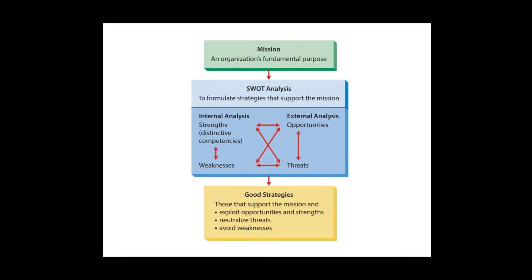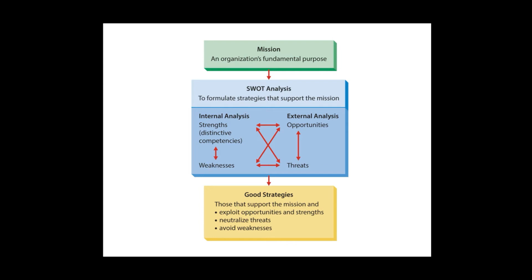And when you look at this little diagram I've got on the screen for you, what we're talking about is, first of all, everything we do in strategy starts with the mission statement of the organization. We've talked about that a couple of videos ago. But flowing directly from the mission statement, the statement of an organization's fundamental purpose, we then perform 4 sets of analysis in order to formulate strategies that support the mission. What are these 4 forms of analysis?